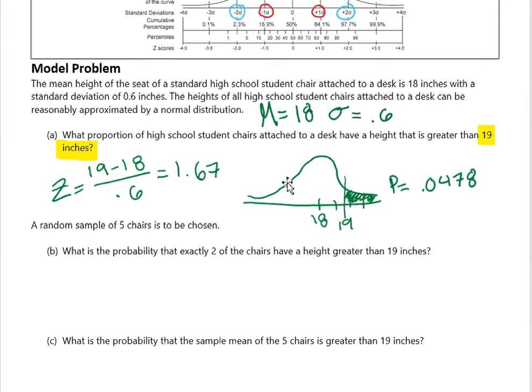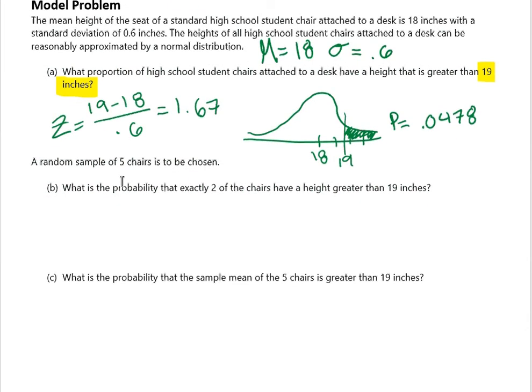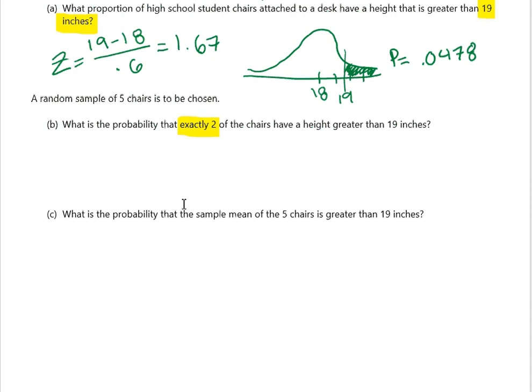So let's look at the next part. So that's how I find this probability of getting a chair that is greater than 19. Now, a random sample of 5 chairs is to be chosen. What is the probability that exactly 2 of the chairs have a height of greater than 19 inches? So if I'm going to use this, this is a good example of when to use a binomial, right? My number of trials is fixed. So I have a probability, my n is 5.